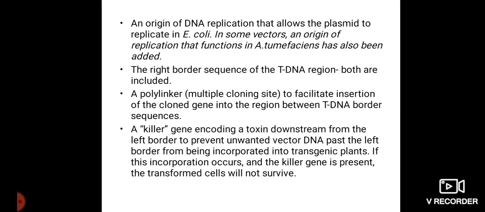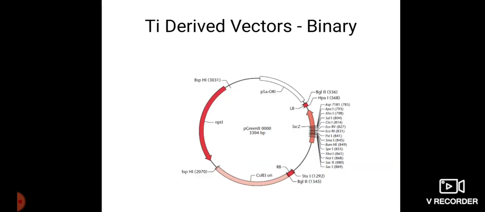If this incorporation occurs, the plant cell will die off because of the presence of the killer gene. Now this is the vector which people actually derived from the TA plasmids. There are two varieties of vectors people have derived. One is the binary vector, having the ability to multiply in both E. coli as well as agrobacterium.